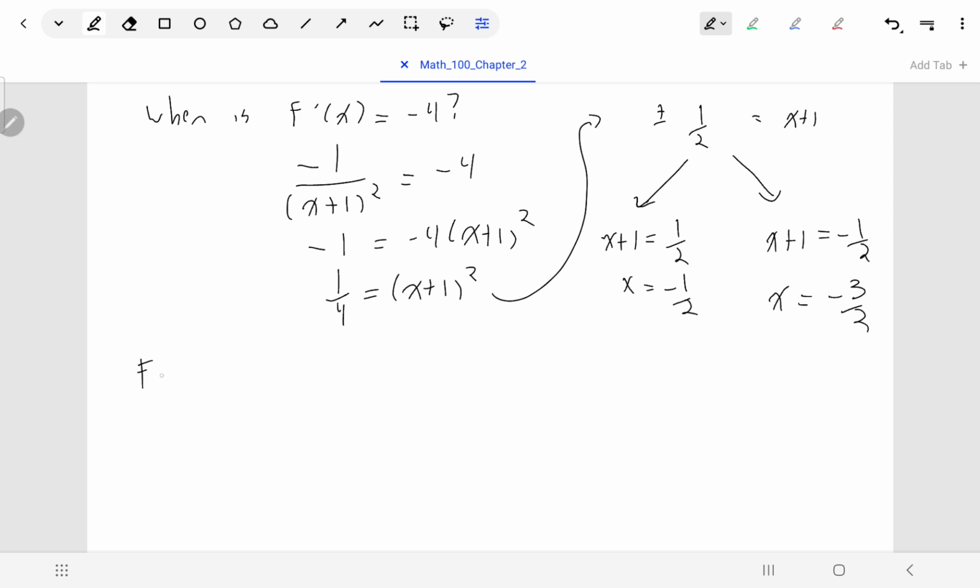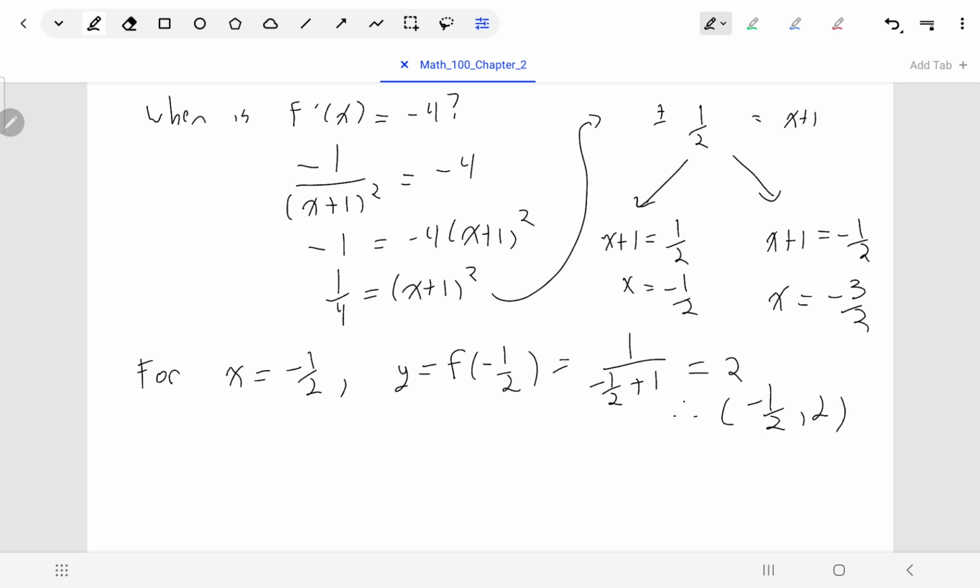So for that, remember that f prime is telling me slopes, but f of x is telling me y values. So if I wanted to find out what the y value is when x is negative 1/2, I would have to put negative 1/2 back into my original function. And if I were to do that, my original function, that was 1 over x plus 1, and if I were to clean that up, that would give me 1 over 1/2, which is the same thing as 2. So in other words, one of my points is the point negative 1/2, 2.